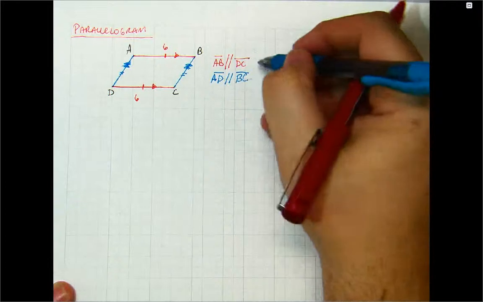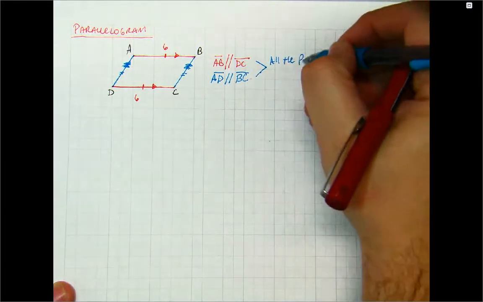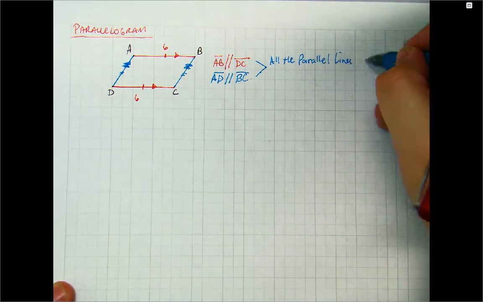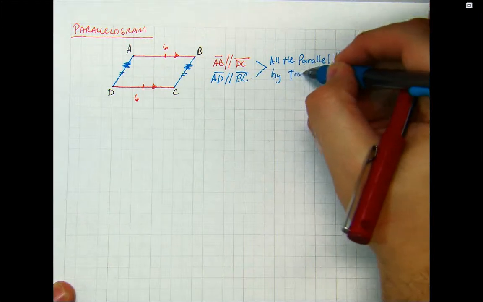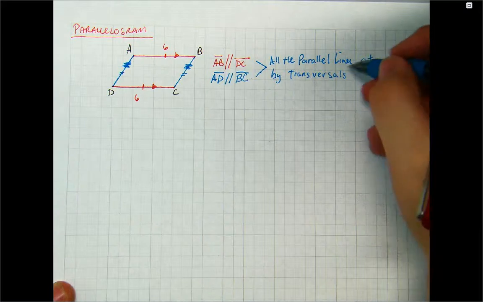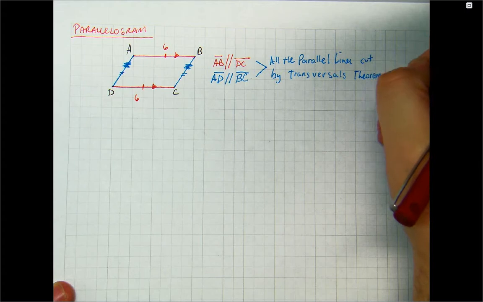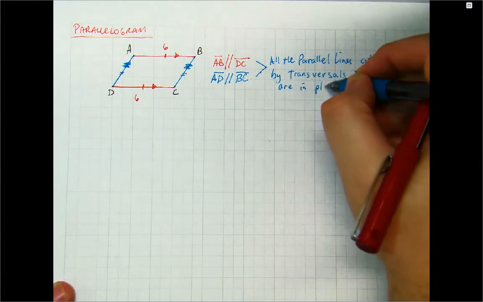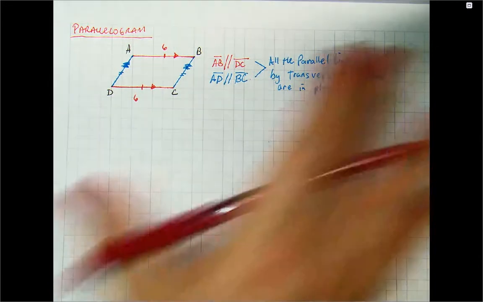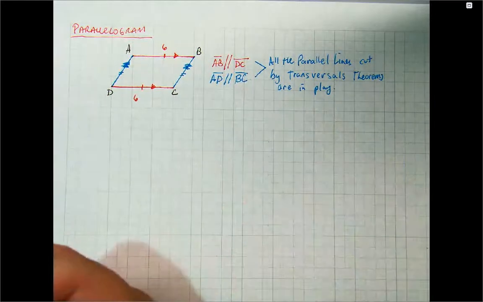Now when this happens, all the parallel lines cut by transversals, all these theorems are in play. That's why it got its own chapter. Because once we get to shapes like this, then we have parallel lines cut by transversals, and all of that comes into play.